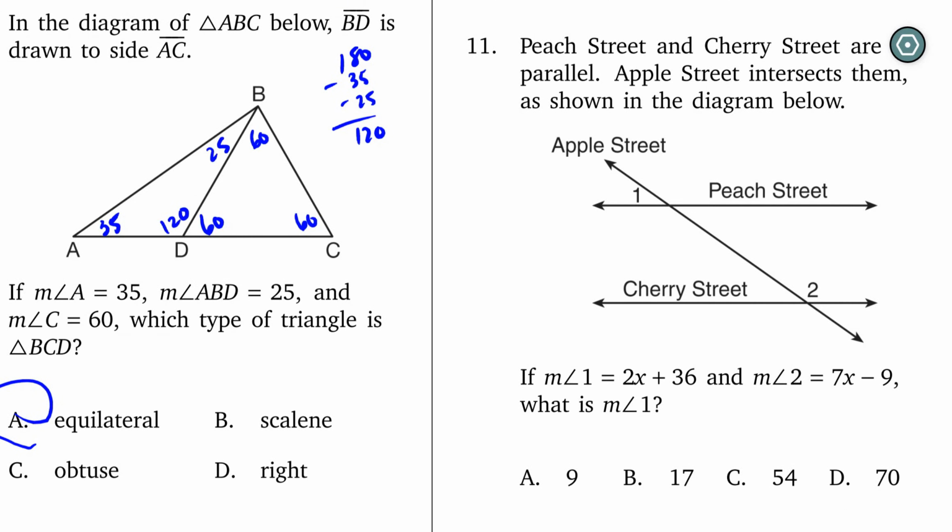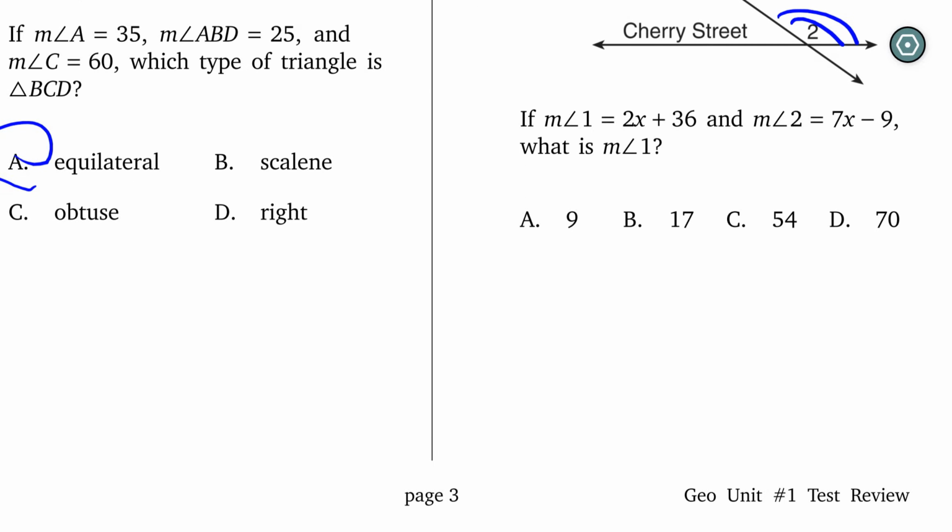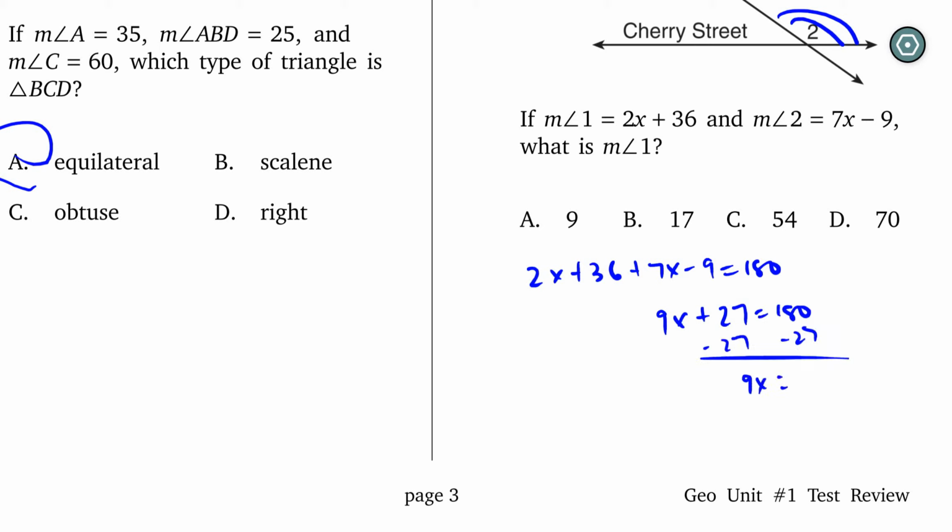For number 11, looking at my diagram, angle 1 and angle 2 are definitely not the same size, therefore they are supplementary. So if I take 2x plus 36 plus 7x minus 9, that equals 180. 9x plus 27 equals 180. Subtract the 27, and I get 9x is equal to whatever that comes out to be, right? 153. Divide by 9, and I get x equals 17.